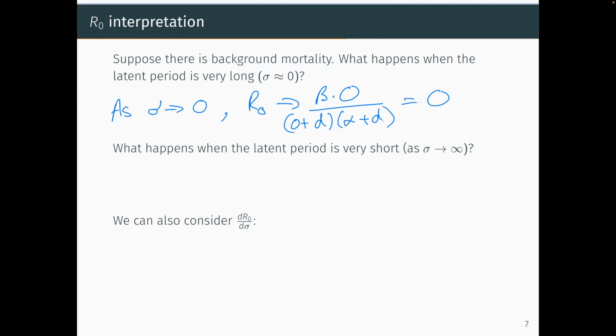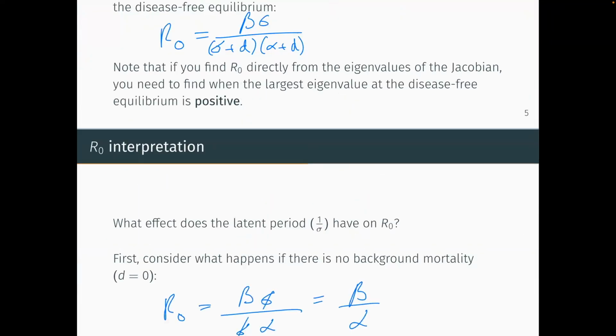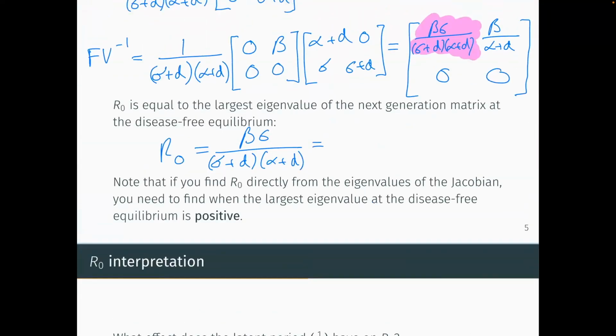Let's think about the opposite then. What happens if our latent period is very, very fast? In other words, sigma tends towards infinity. So 1 over sigma is going to tend towards 0. So on average, you spend a very, very short period in our exposed class. Well, here we can take our R naught. In fact, I'll write it up here. If you want to work out limits, one of the things we can do is take the limit with respect to sigma here.